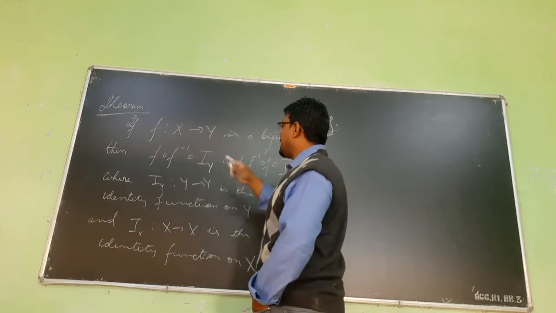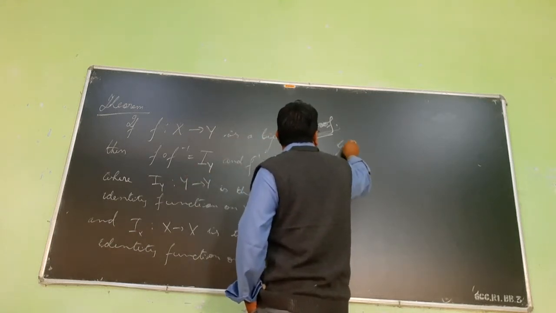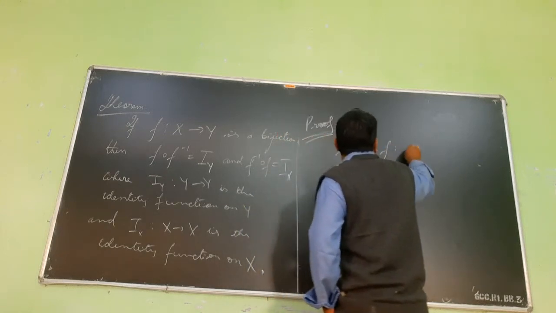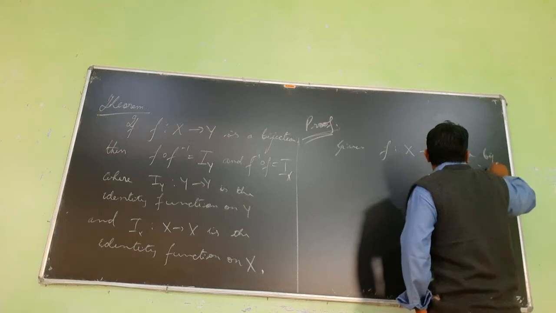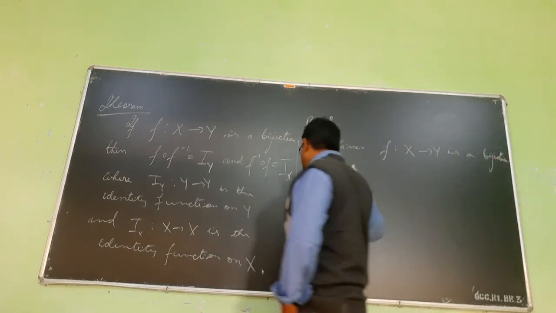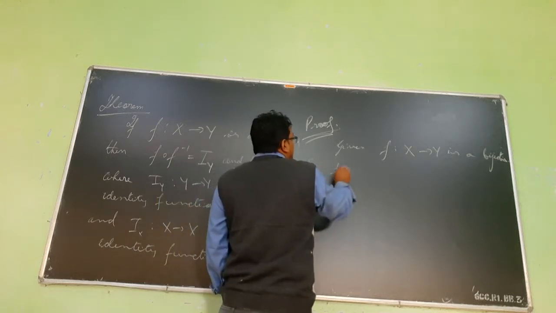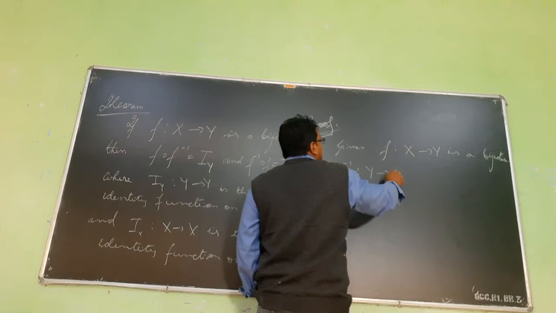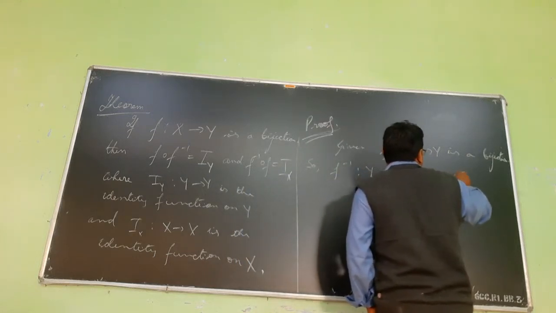I have to show that f o f inverse will be this. So given f is a function from x to y and is a bijection, by definition of inverse, whenever it is a bijection, f inverse can be defined. f inverse from y to x is well defined.